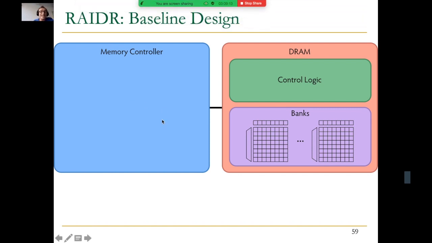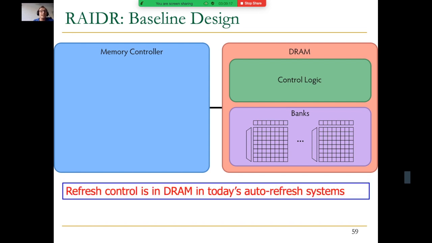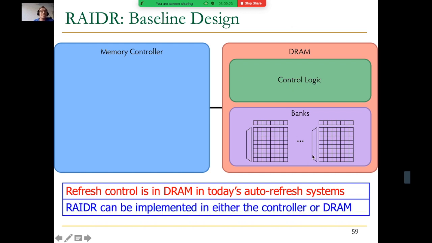So this is an idea, again, that could be implemented in multiple places, the memory controller or DRAM. In today's DRAM, the refresh controller is in DRAM itself, in auto refresh systems. They're called auto refresh systems. Basically, the memory controller once in a while sends a refresh command to DRAM, and the DRAM itself magically refreshes some rows that the memory controller has no idea about. Now, this is going to change, in my opinion, in the future, but let's not talk about that right now.